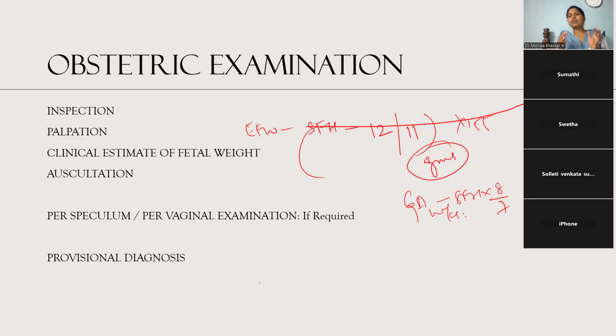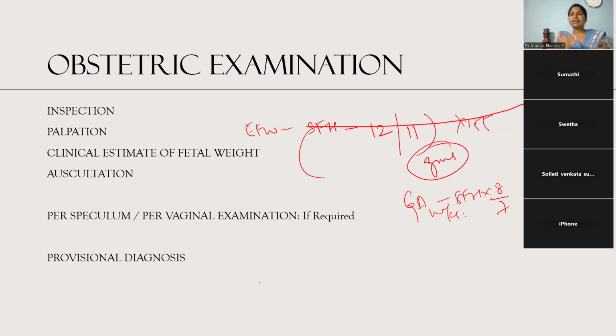And what do you do at the level of palpation? So fundal height, correct the dextroversion with the right hand, fundal height, Johnson's formula, clinical estimate of fetal weight. Then you will do the grips. So fundal grip, lateral or umbilical grip, first pelvic grip, and second pelvic grip.